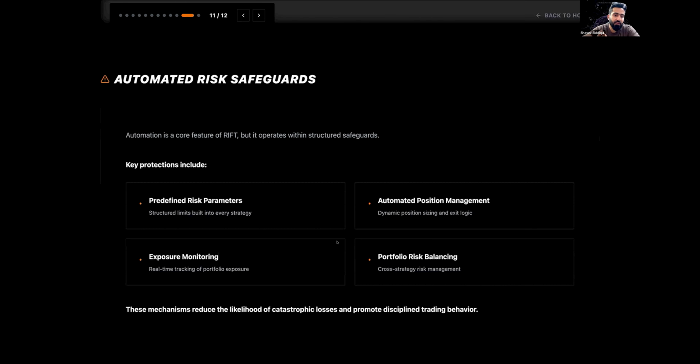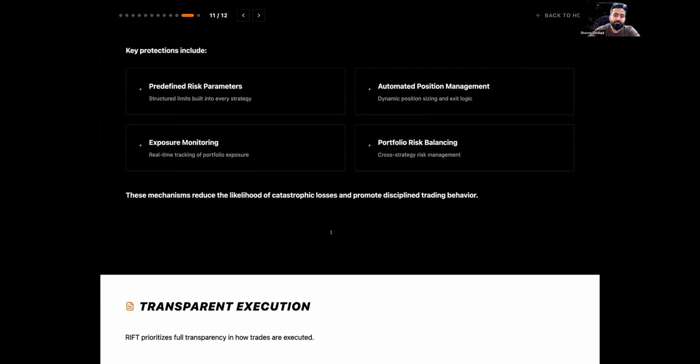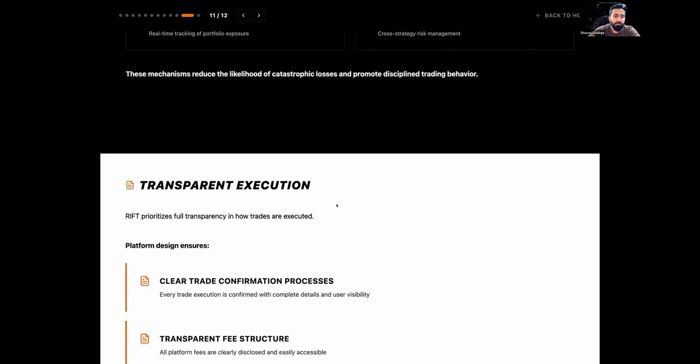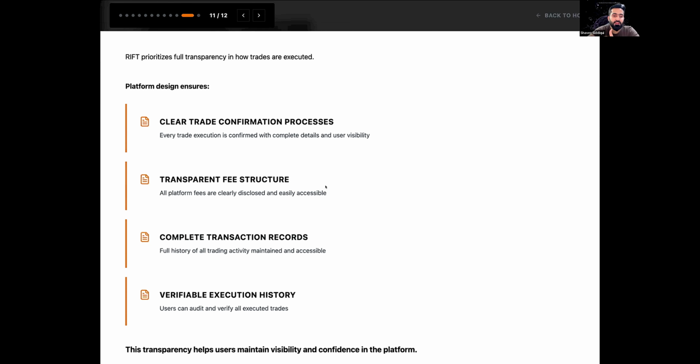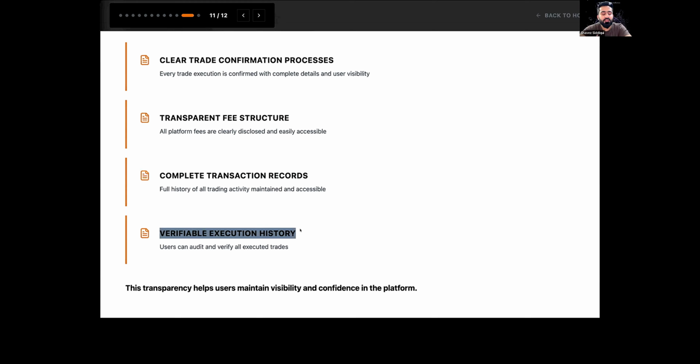Then there is exposure monitoring, real-time tracking of the portfolio's risk exposure. You can see the whole portfolio's risk, and you can also formulate and monitor the balancing of the risk. Transparent execution: clear trade confirmation process, transparent fee structure. There is no gas fee, just the platform fee that we charge for every trade that you execute. And there are complete transaction records, a verifiable execution history of the trades that you execute.